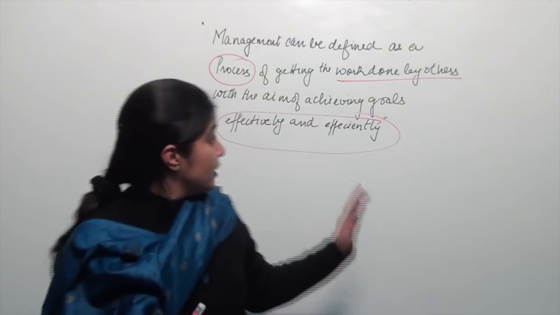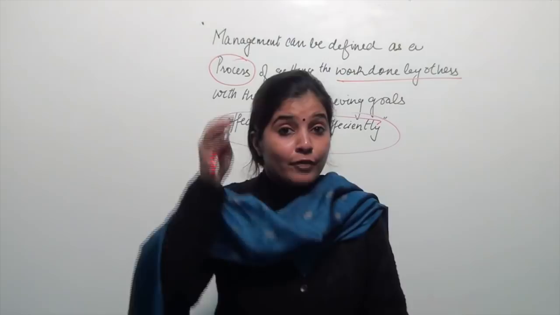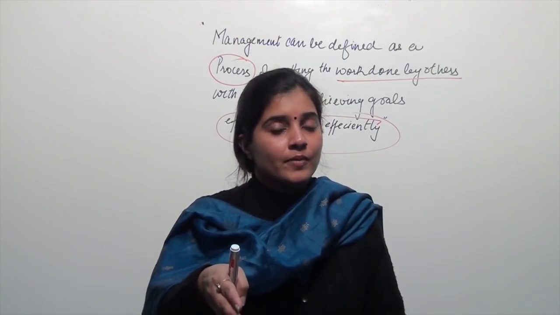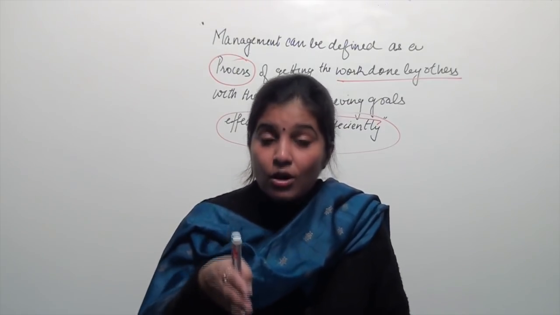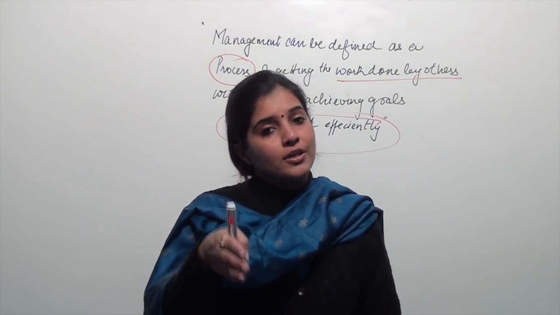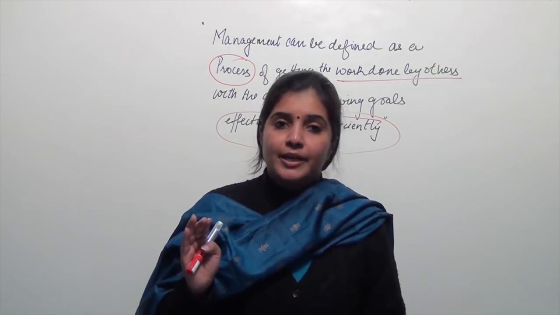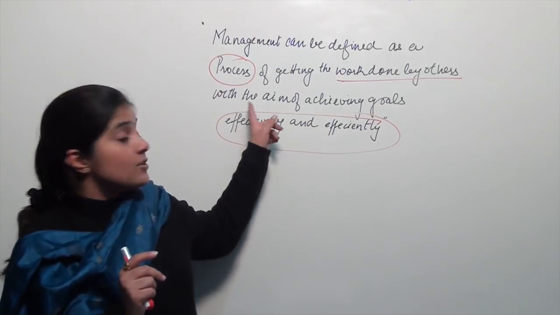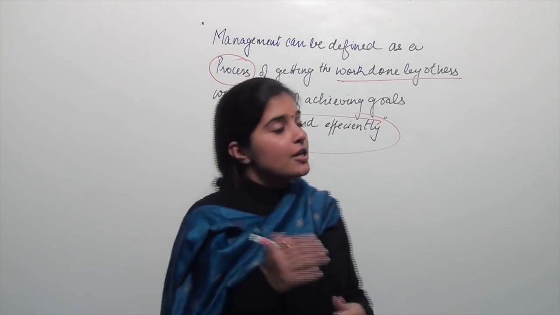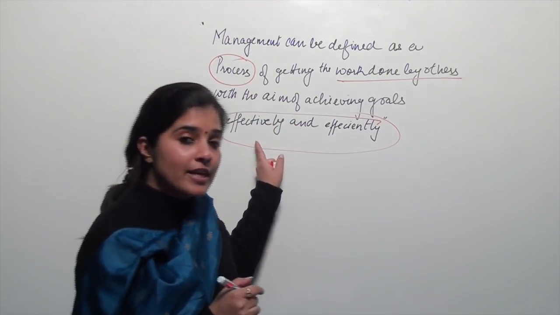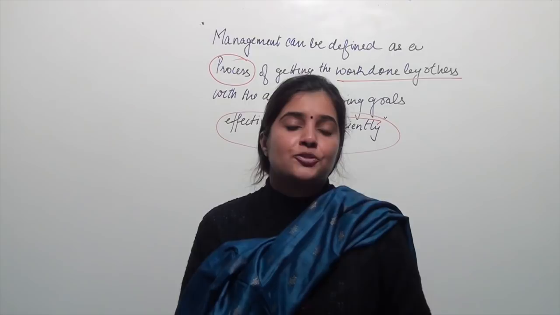Fine. Thereafter, with the aim of achieving your goals, your eyes have to be constantly fixed on the objective. Whatever actions you undertake have to be in pursuance of fulfillment of the organizational objectives which have been identified at the very beginning. Last but not the least, these goals are to be achieved effectively and efficiently. These two terms, effectiveness and efficiency, play a very important role in the process of management.